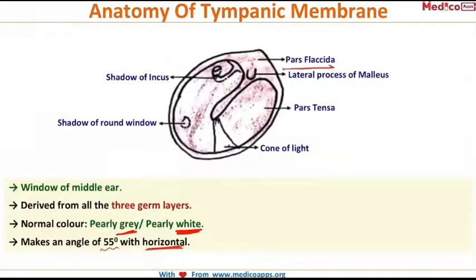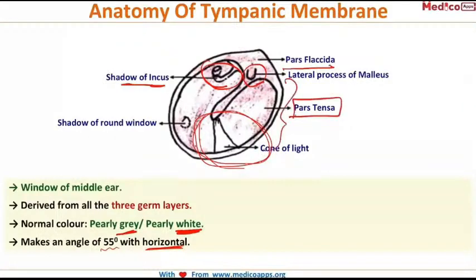Okay, so these are the parts. This is pars flaccida. This is the cone of light, our famous cone of light. This is the shadow of incus that you're seeing here, and this is the lateral process of malleus. This part is known as pars tensa, all of this part. Okay, and here is the shadow of round window. Please make a note, it makes an angle of 55 degrees with the horizontal.